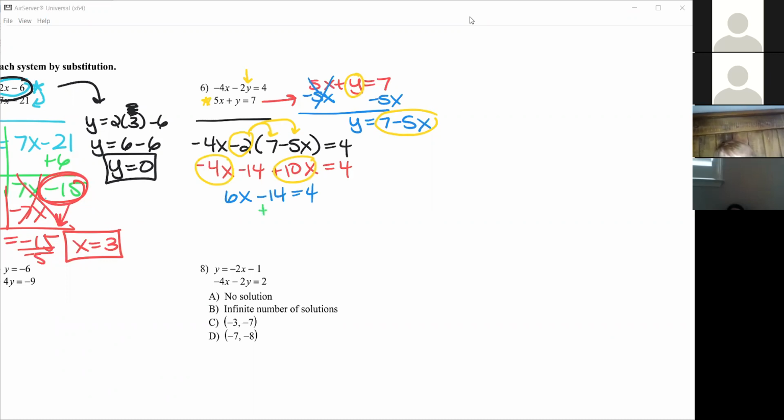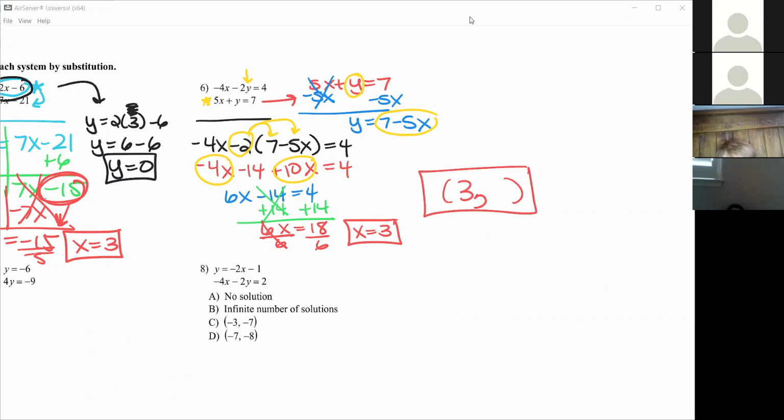I'm going to add 14 to both sides because I want to have the constant on the right and the variable on the left. So this cancels out, leaving me with 6x equals 18. And I'm going to divide both sides by 6 so that I get that x is equal to 3. Okay, so we have that the x part of the vertex is 3.